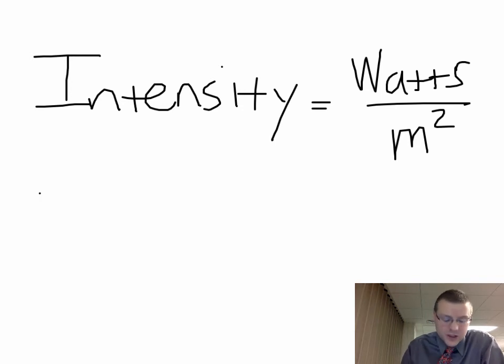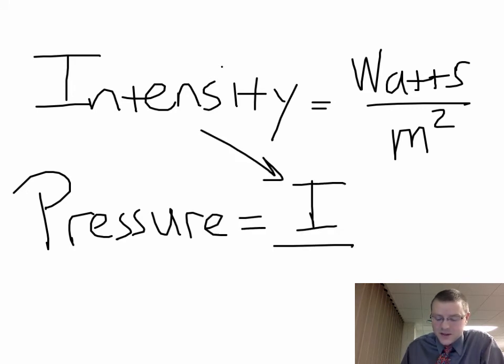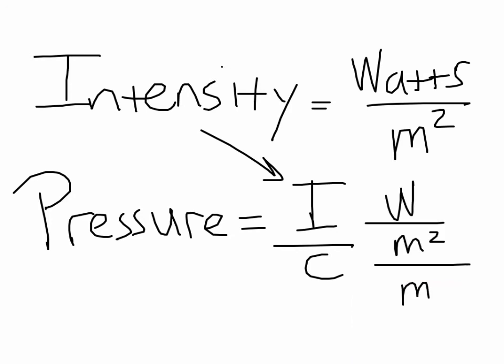If I want to find the pressure that that light puts on an object, what I mean by pressure is the force that it pushes on it. Pressure, they say, is the intensity of light divided by the speed of light. So let's analyze the units to make sure we still get newtons per square meter. I already see the square meter in intensity, and speed of light is meters per second.